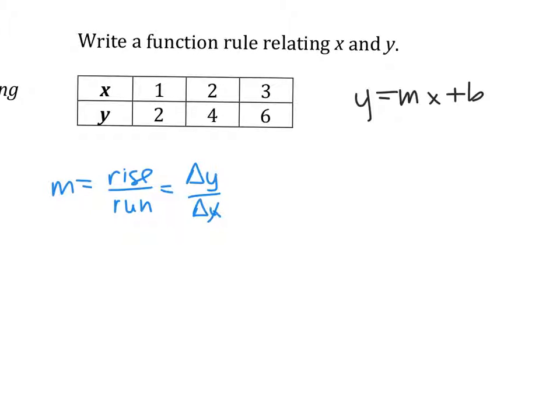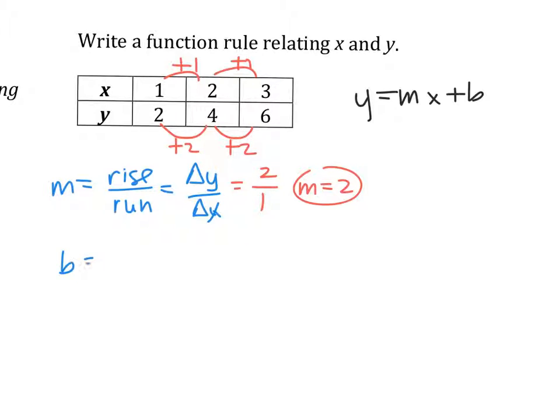Okay? Well, if I look at the change, it looks as though my y values are going up by 2 and up by 2. My x values are going up by 1 and up by 1. So my change in y is 2, and my change in x is 1, so that means m is equal to 2 over 1, or 2.